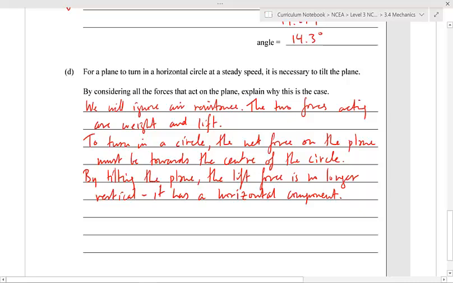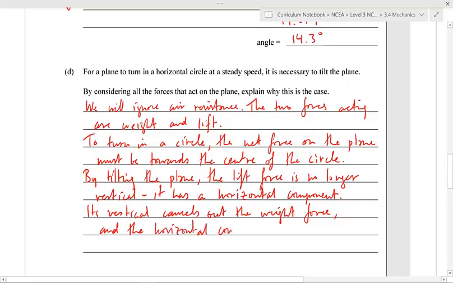Its vertical component cancels out the weight force, and the horizontal component provides the centripetal force required for circular motion.